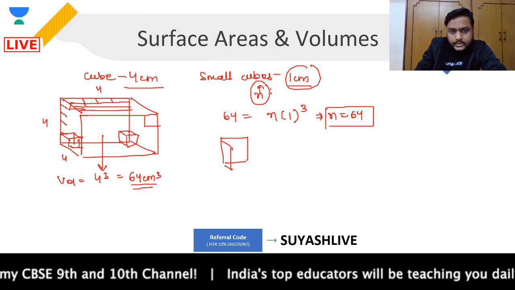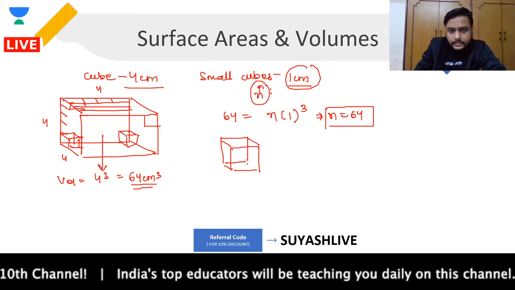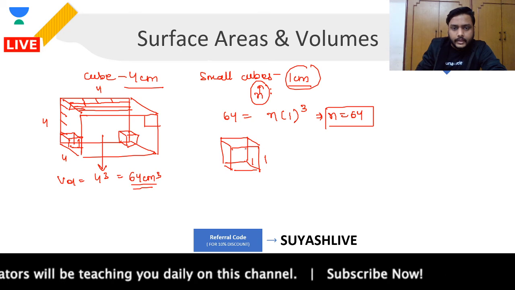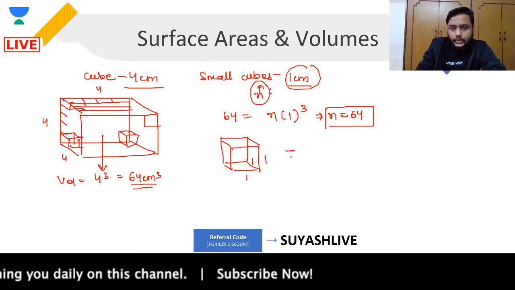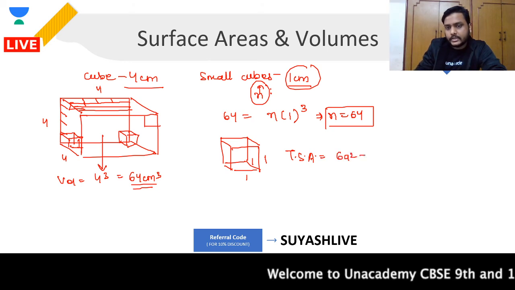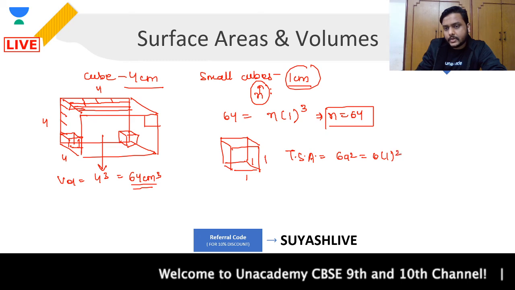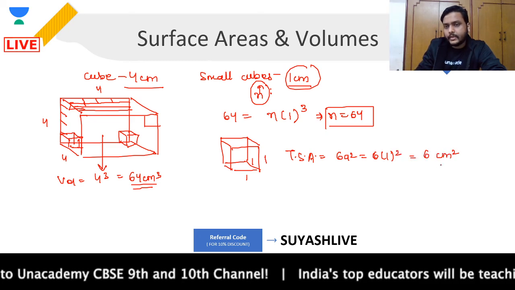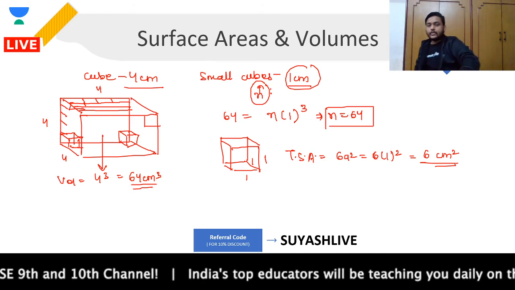Find the surface area of one cube, then multiply by 64. This is my small cube, with sides 1, 1, and 1. So the total surface area will be 6 times a square, that is 6 times 1 square, which is nothing but 6 centimeter square. This is the total surface area of one cube.